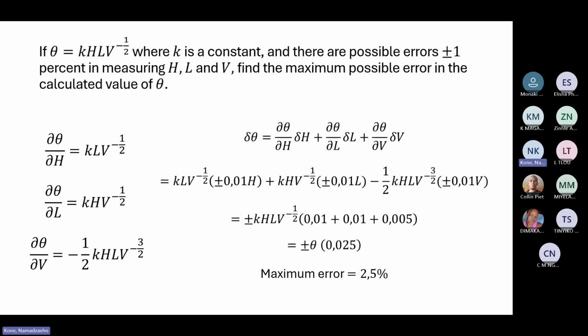So if the question said minimum, we would have subtracted this 0.005 from 0.02, and it will give you whatever decimal that is there, and that decimal will be smaller than this one. So that will be the minimum error. And we are done with this question.